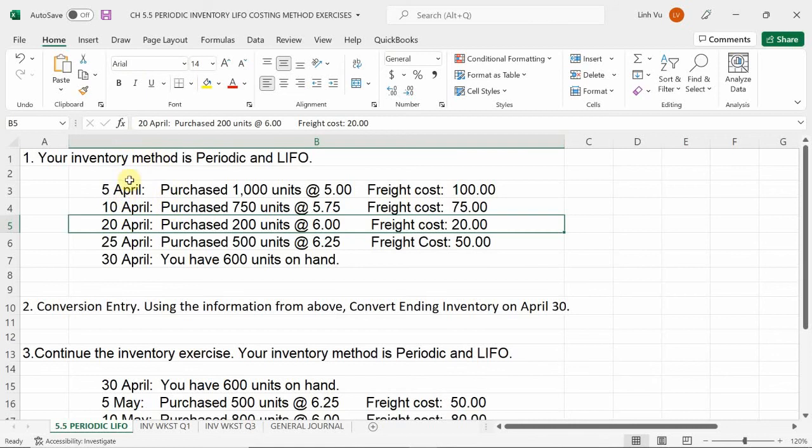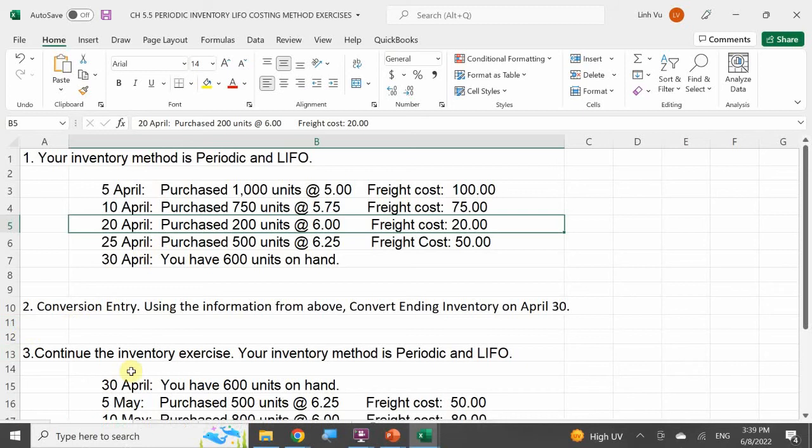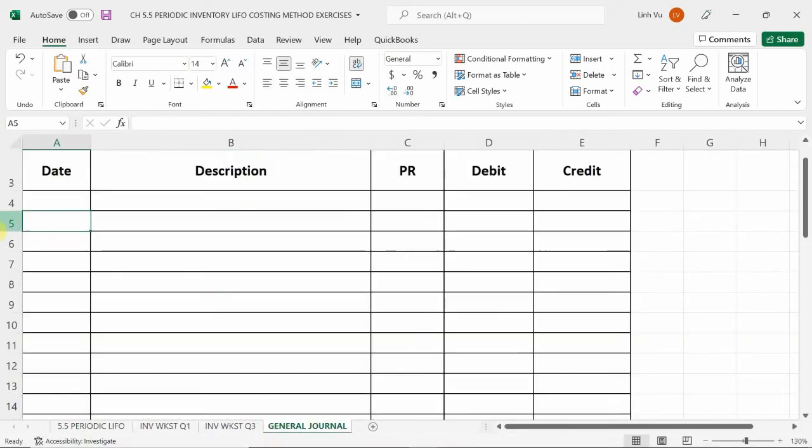So how do I record the purchase of the inventory? In order for a transaction to actually occur, money needs to be transferred or you need to receive the actual inventory item. Just ordering or purchasing itself doesn't necessarily mean you have the items. You have to receive the items to recognize that you have the inventory. But in this case, it says here, on April 5th, I purchased a total of 1,000 units at $5 each, with the freight costing $100. So how do I journalize this transaction?